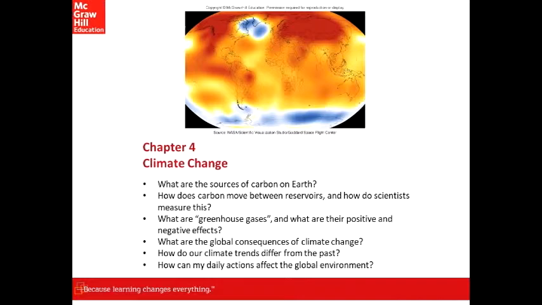Okay, so we're going to talk about what the sources of carbon on Earth are. Very important topic. How does carbon move between reservoirs, and how do scientists measure it? What are greenhouse gases? We will talk a lot about greenhouse gases and their positive and negative effects. They have both positive and negative, as do most natural materials. What are the global consequences of climate change? Very, very critical and very, very important.